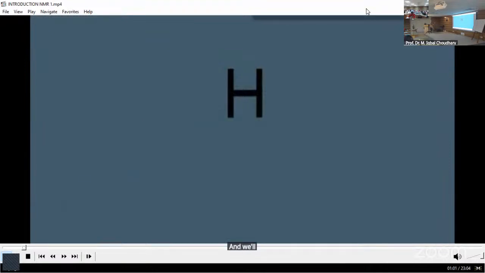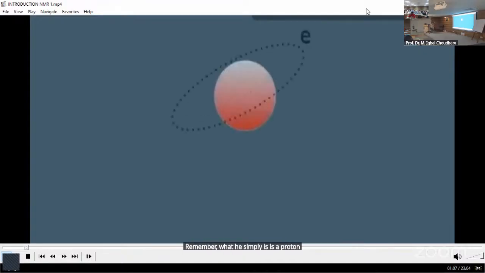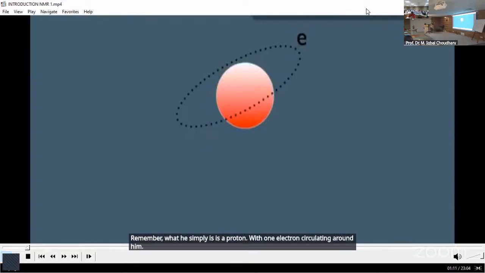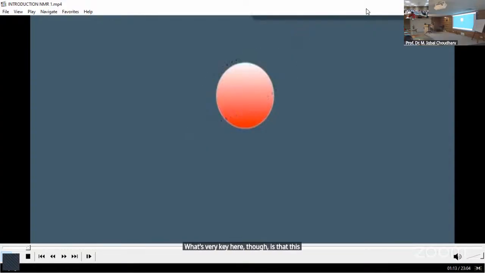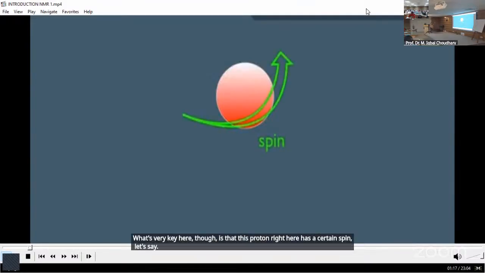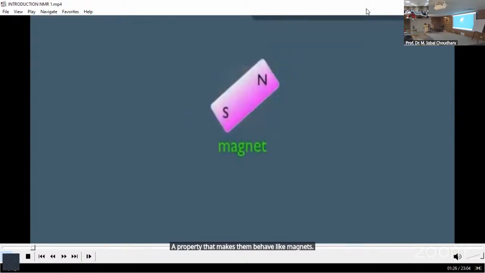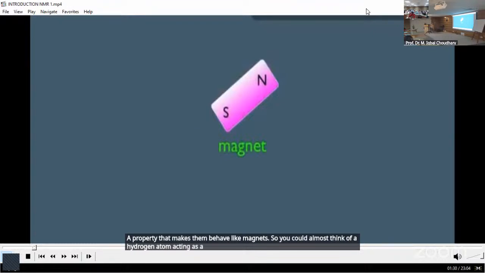And we'll start with our first key point. Consider the hydrogen atom. Remember, it is simply a proton with one electron circulating around it. What's very key here, though, is that this proton right here has a certain spin, let's say. And because of its spin, it just so happens to give hydrogen atoms a property that makes them behave like magnets. So you could almost think of a hydrogen atom acting as a magnet.